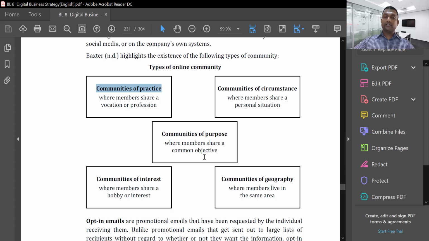So if you look at the other types, communities of purpose, where members have a common objective to do something, to maybe save the environment, or maybe some kind of a cause. So there can be communities who are working towards that. And there can be communities based on geography. For example, there can be a community of all the people in a particular village. They have created a community in their name, online. So whatever happens in that village, whatever help is needed by each other, and whatever things each other has to share in that village, based on that geography, they can create communities.